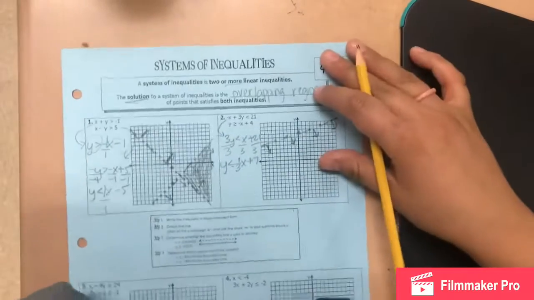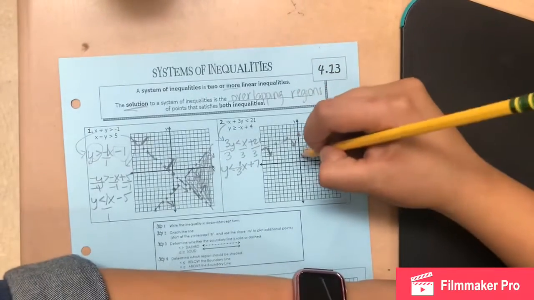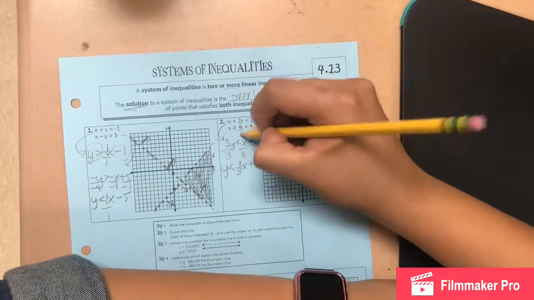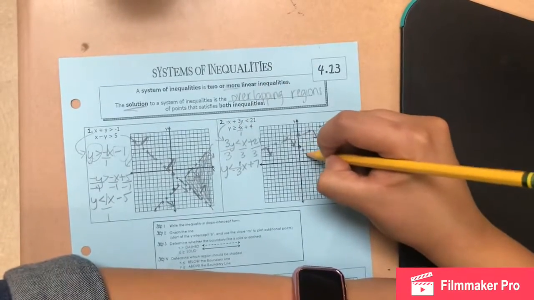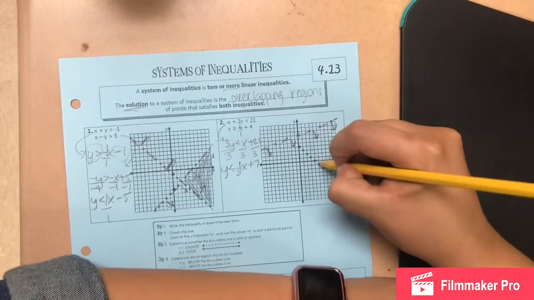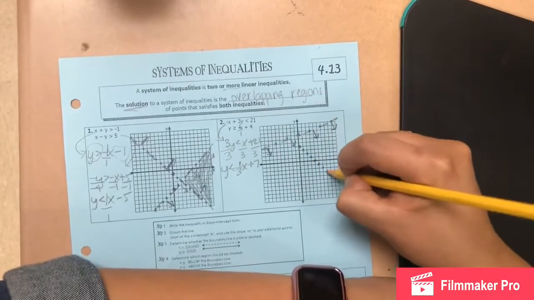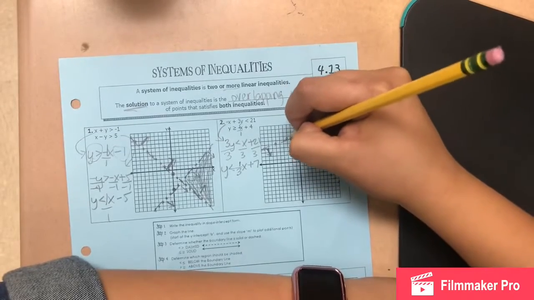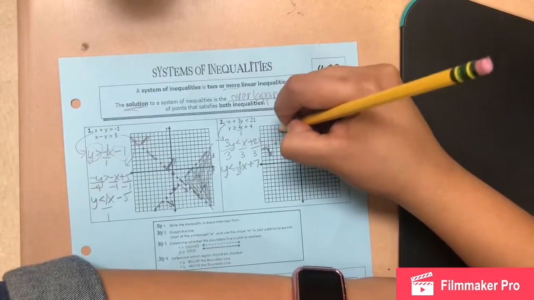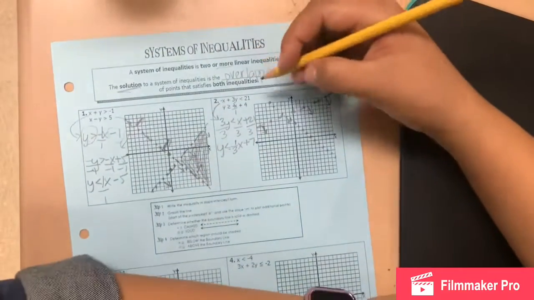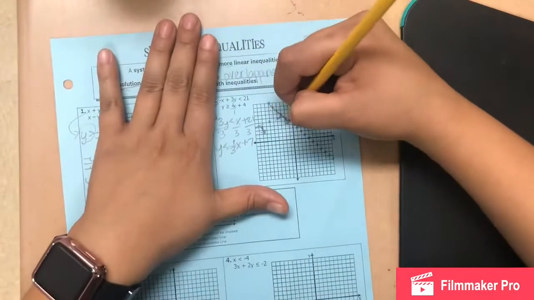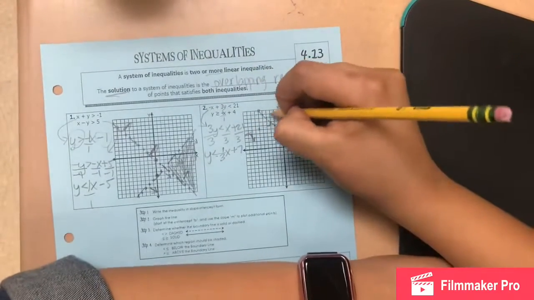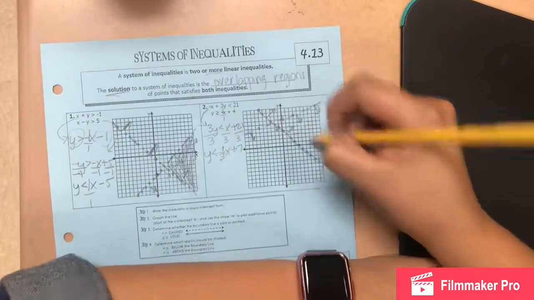The second equation is already in slope-intercept form, so we're going to start at 4 on the y-axis. Negative 1 over 1 means down 1, right 1, and continue that pattern, then up 1, left 1, up 1, left 1 in the opposite direction. It is greater than or equal to, so it is a solid line. And greater than or equal to means above, so that means the region above.